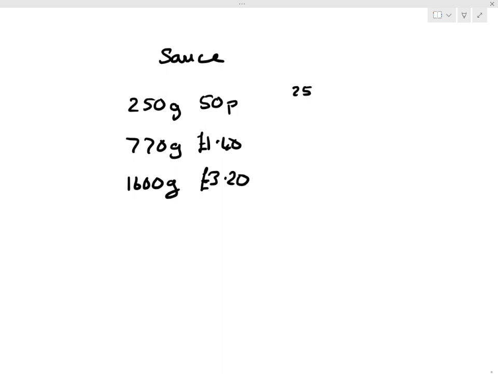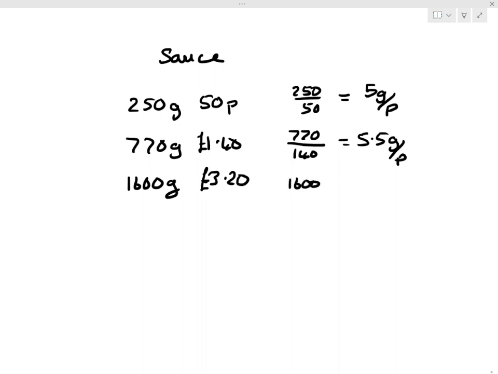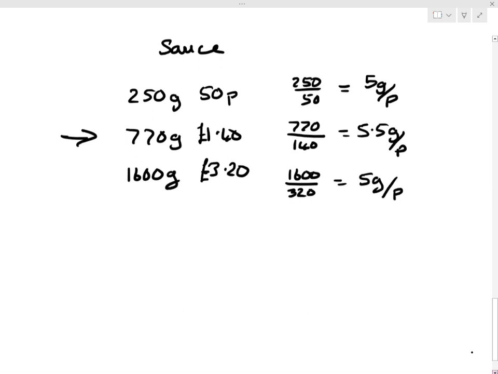So 250 grams divided by 50 equals 5 grams per pence. 770 grams divided by 140, because that's pence, equals 5.5 grams per pence. And 1600 divided by 320 is again 5 grams per p. So the better value is this one, because you get more grams for your penny.